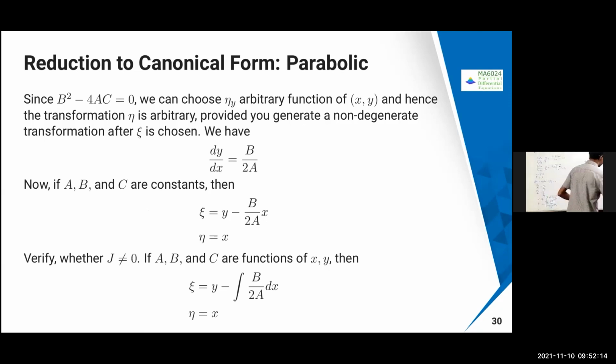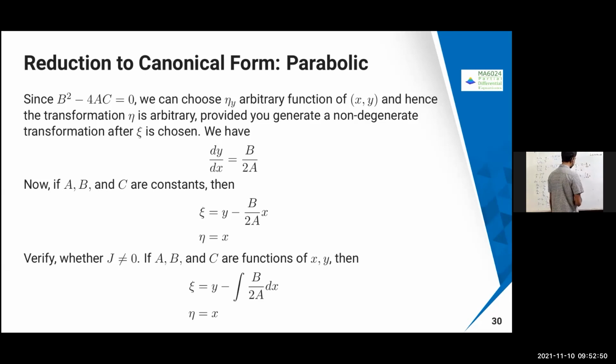In the parabolic case, because eta y is becoming arbitrary, if a, b and c are constants, I am simply going to take chi equal to y minus b by 2a into x, and I am going to choose eta equal to x. If they are non-constant functions of x and y, then you can choose chi equal to y minus integral of b by 2a dx, and eta equal to x.